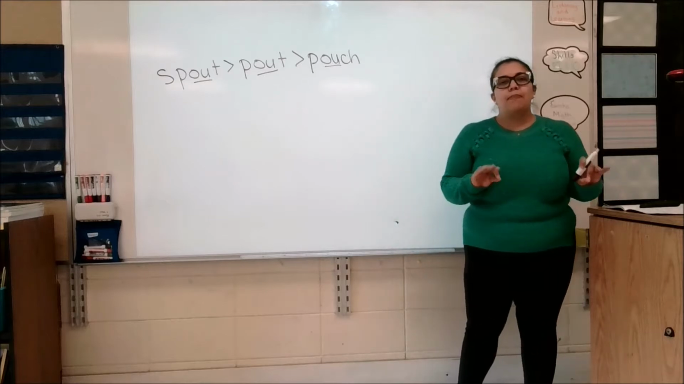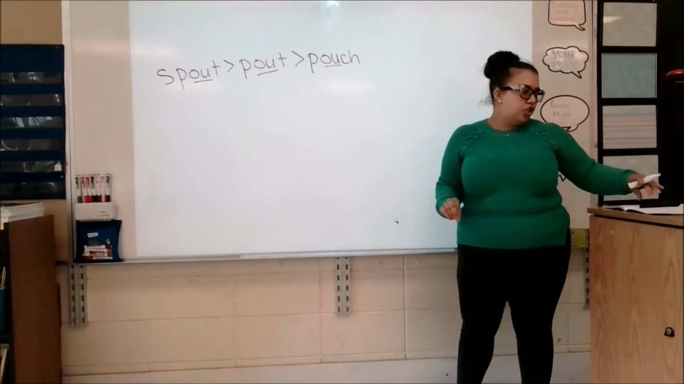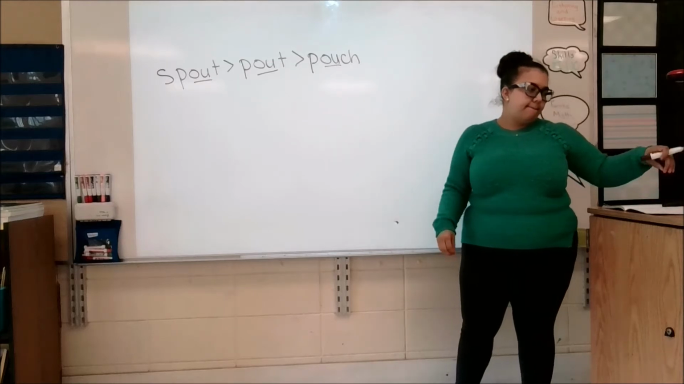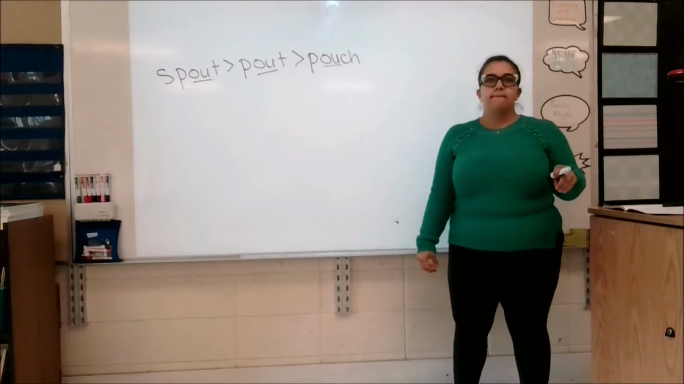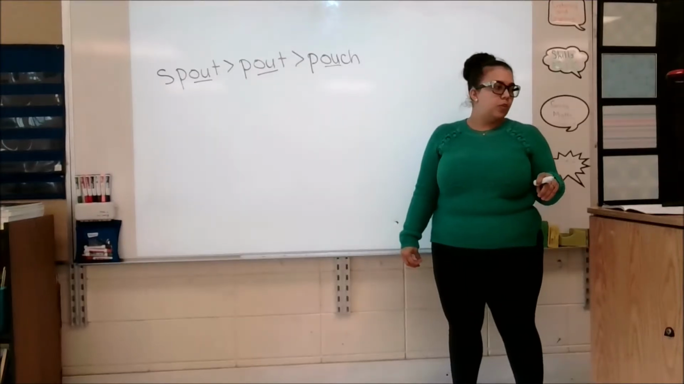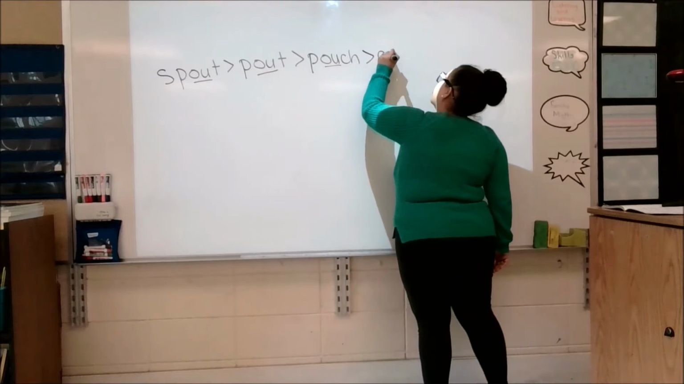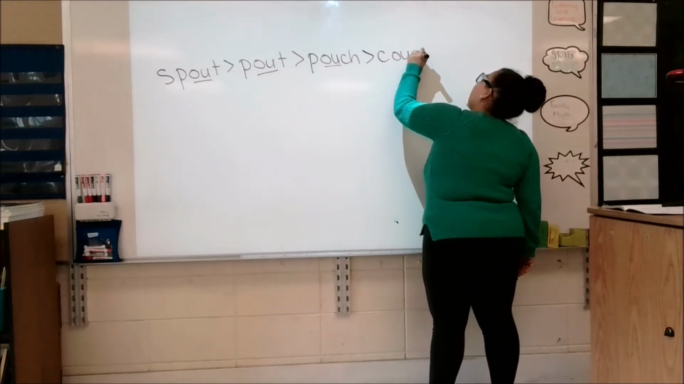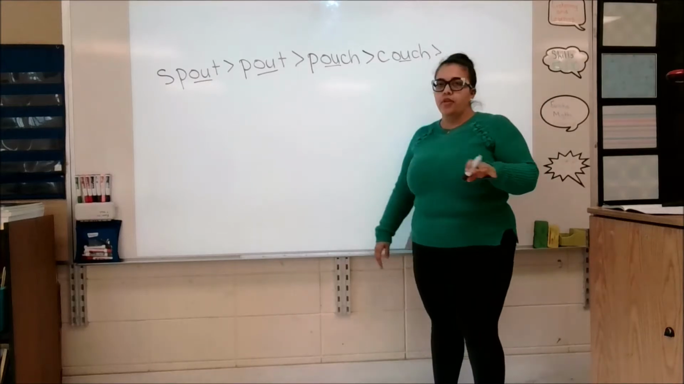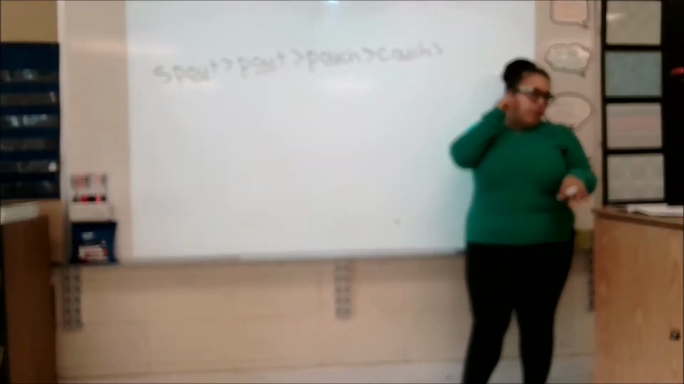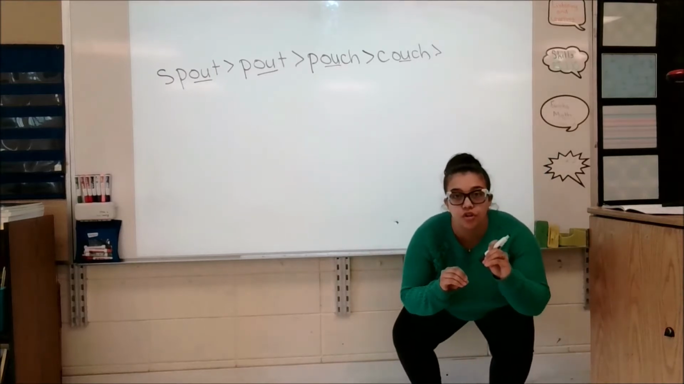Couch. Pouch to couch. What change am I making? A beginning sound change. Good. Pouch to couch. All right, now let's keep going. You know what a couch is, like sofa, couch. From couch to crouch. So this is crouch, so you crouch down.